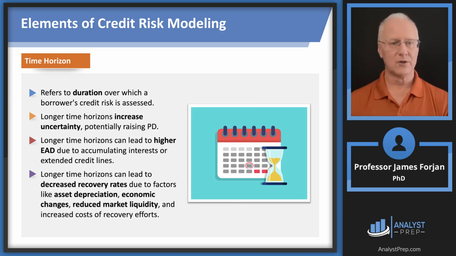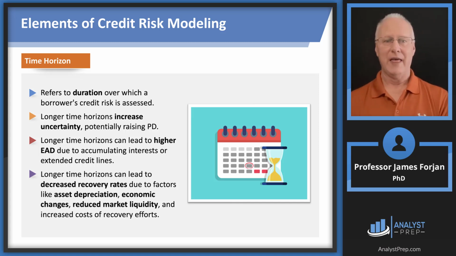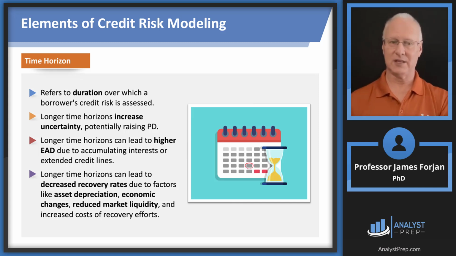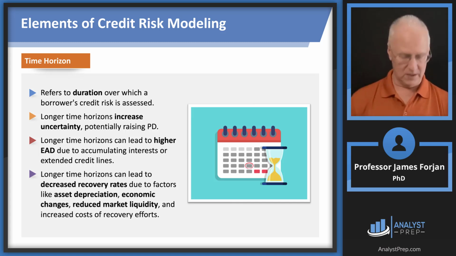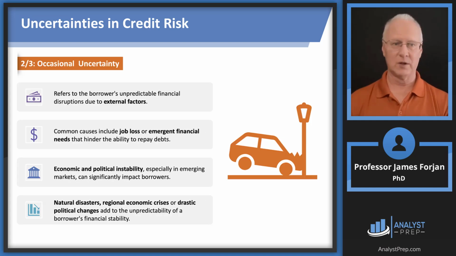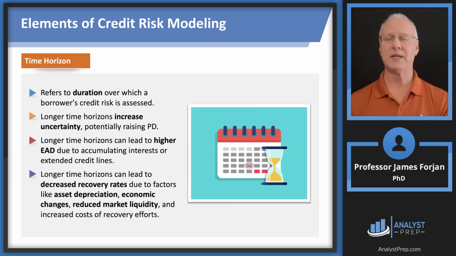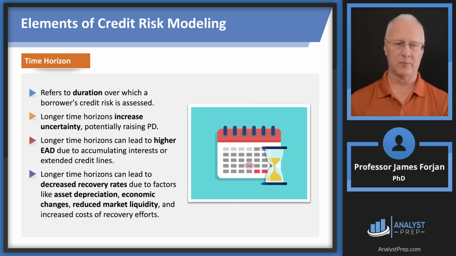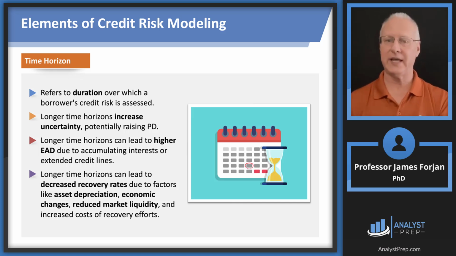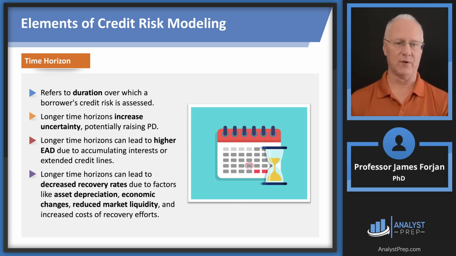Of course, longer time horizons increase this thing that we talked about in the very beginning. What did I say? Interest rate risk. And so these longer time horizons are going to increase that uncertainty. Here, let me just go back. Whether it's this one, or this one, they increase those uncertainties. So that's potentially raising the probability of default and leading to higher exposures at default.